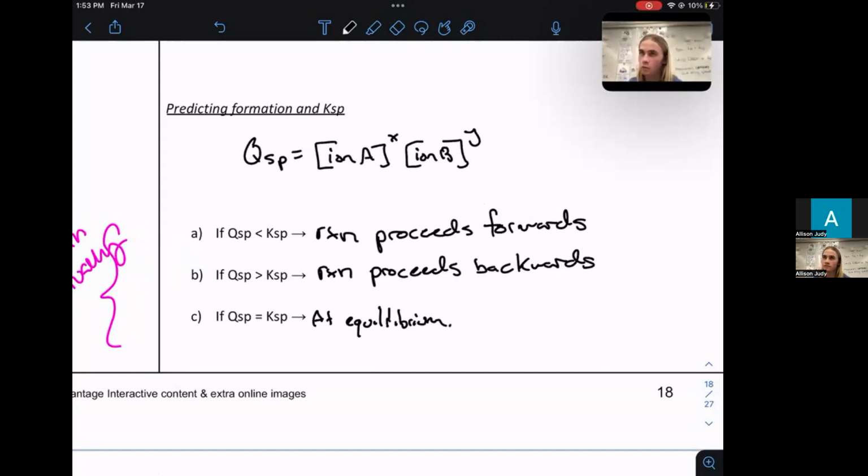Is my handwriting worse than Miss Judy's? No. I feel like it might be worse than Miss Judy's. It's similar. Okay.